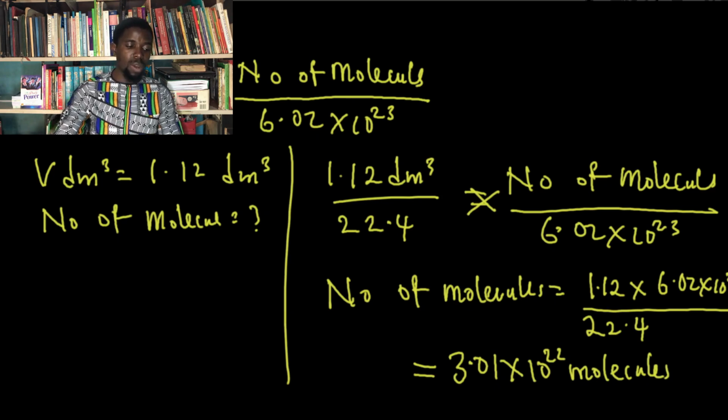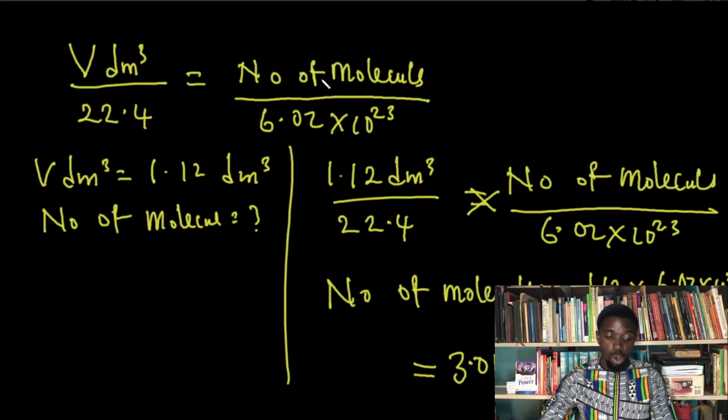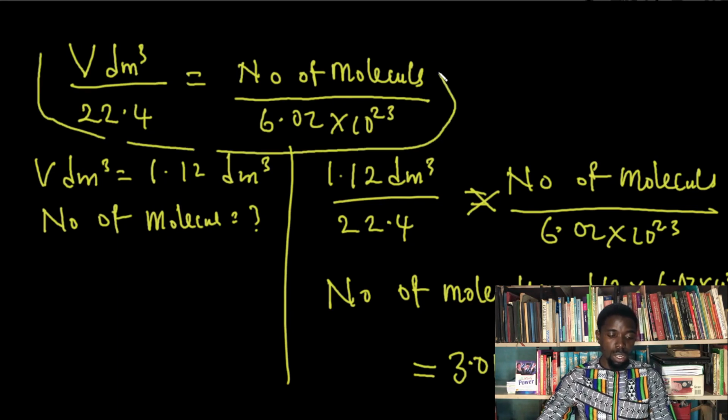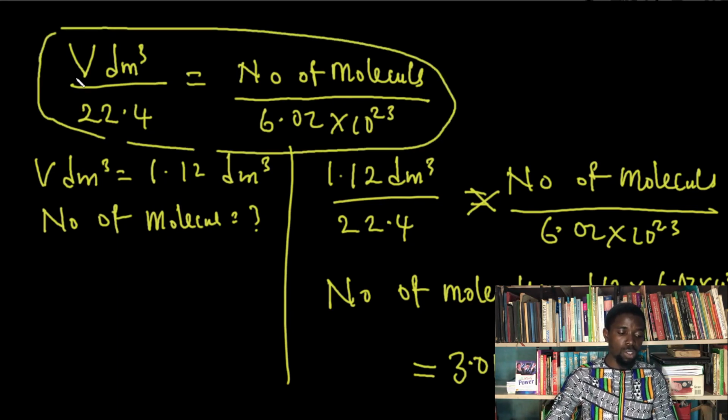So you have that whenever you are relating the volume to number of molecules, or you are asked to find the volume when given the number of molecules, or the other way around, where you have the volume and you are asked to find the number of molecules, you simply do this. The number of molecules equals the volume in dm cube with this particular formula.